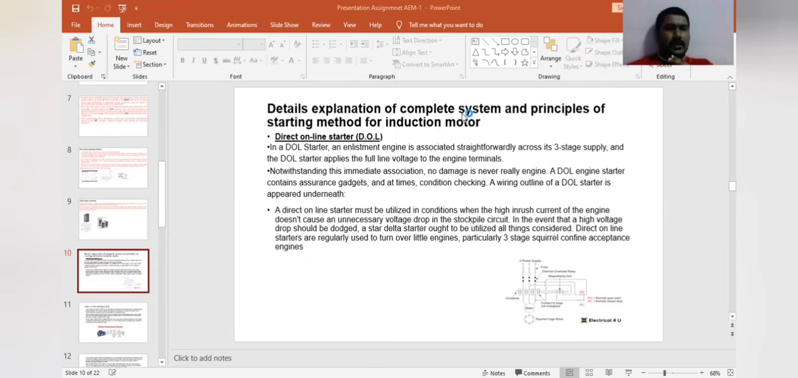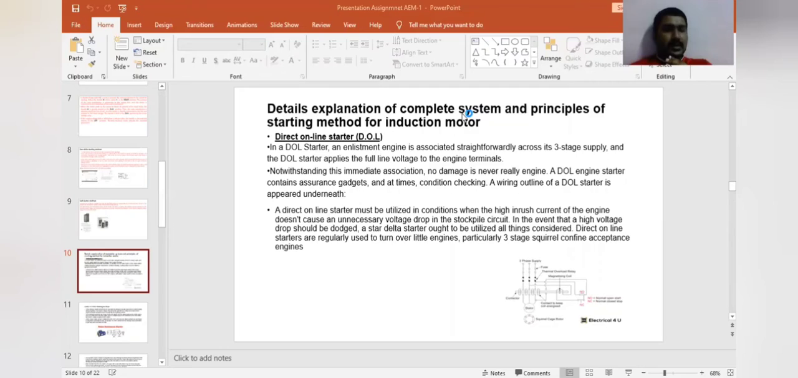So I would like to talk about the detailed explanation of the complete system and principle of starting method for induction motor. There are several types of starting method for induction motor. First of all is the direct online starter. A DOL starter connects the induction motor straightforwardly across the three phase supply, and the DOL starter applies the full line voltage to the motor terminals.